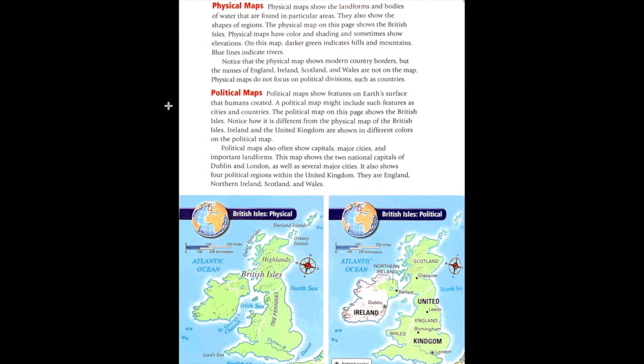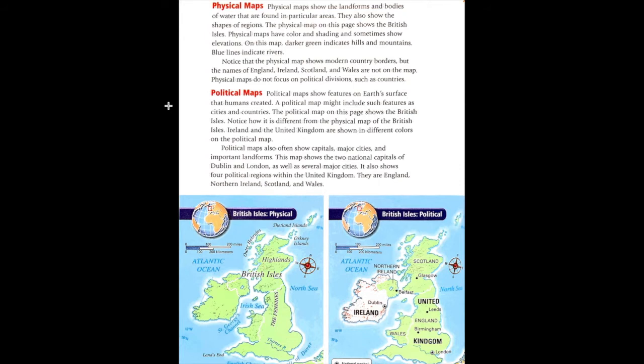Physical maps. Physical maps show the landforms and bodies of water that are found in particular areas. They also show the shapes of regions. The physical map on this page shows the British Isles. Physical maps have color and shading and sometimes show elevations.